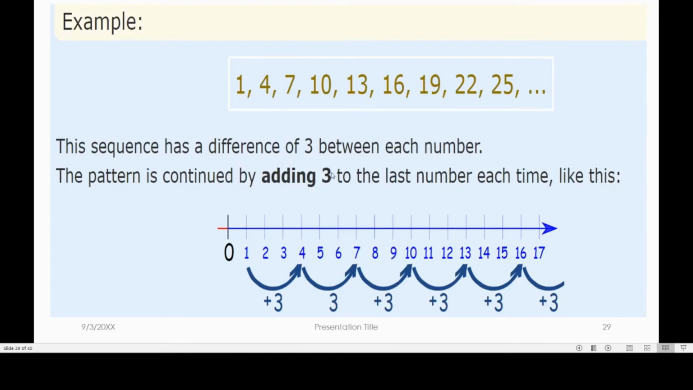Let us use the number line for a deeper understanding of the common difference. In the sequence 1, 4, 7, 10, 13, 16, 19, 22, 25, and so on, using the number line, we have 1 plus 3 is 4, plus 3 is 7, plus 3 is 10, plus 3 is 13, plus 3 is 16, and so on. So the pattern is continued by adding 3 to the last number each time.